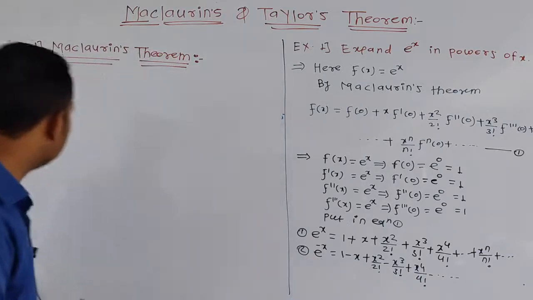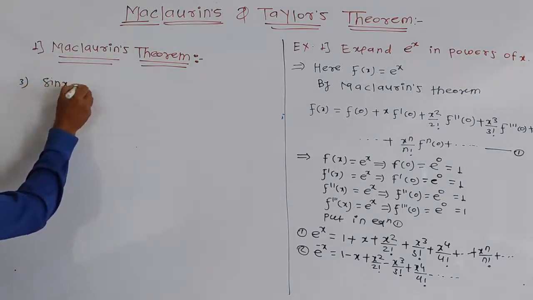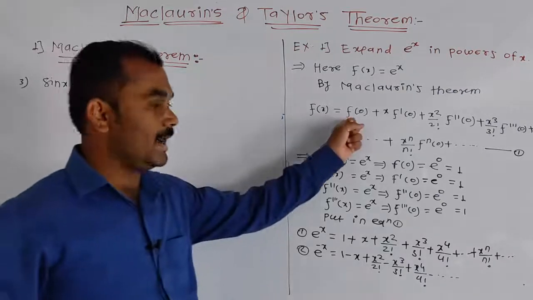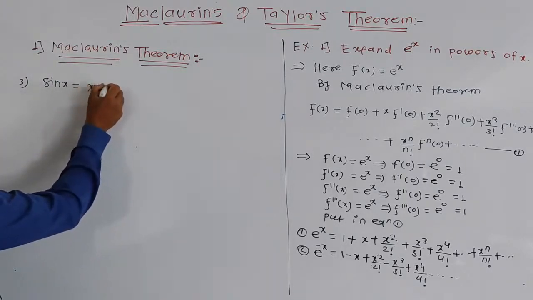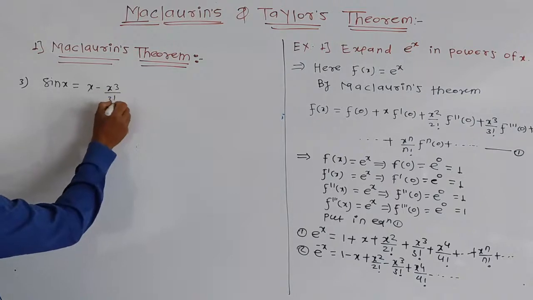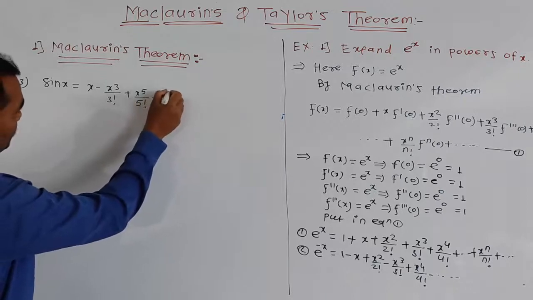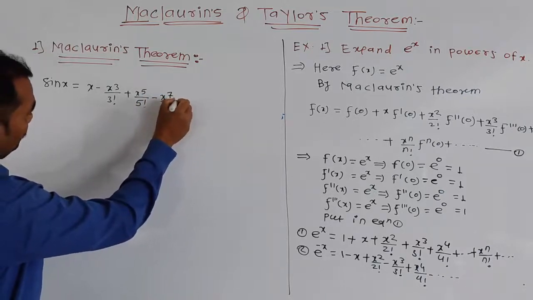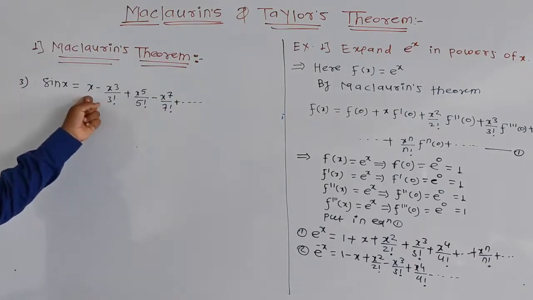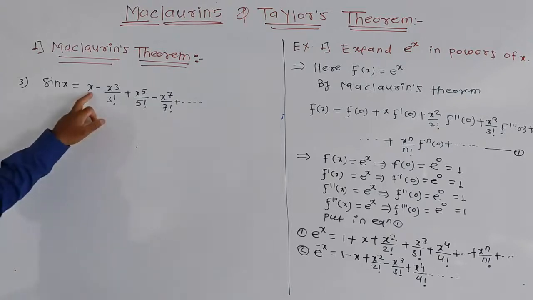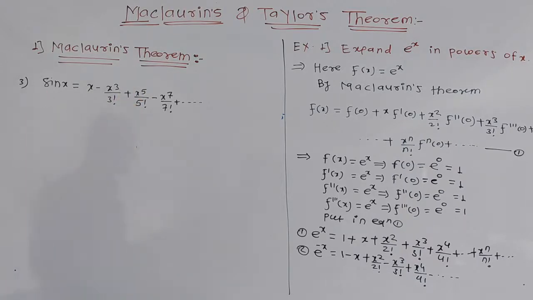Then third, f of x is equal to sin x. If we find all these values and put them in this equation, we get the answer: x minus x cube upon 3 factorial plus x raised to 5 upon 5 factorial minus x raised to 7 upon 7 factorial plus dot dot dot. This is the expansion of sin x. Okay, all are odd powers, x to the power 1, x to the power 3, x to the power 5, x to the power 7, because this function is an odd function.